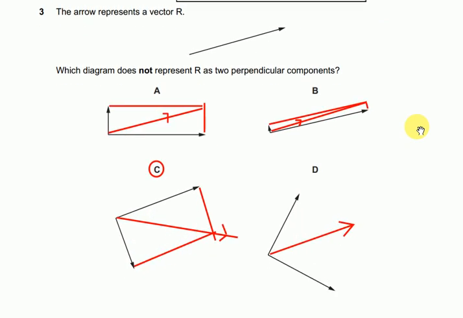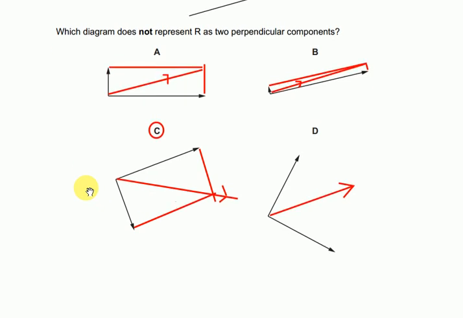Question number 3 says that the arrow represents a vector r, which diagram does not represent r as two perpendicular components. Seeing which diagram does not represent r, so in part A, just applying the parallelogram law, we can see that the arrow vectors are heading in the required r direction. In B also, the resultant vector is directing in the required r vector. In D it's the same, and in C it's heading downwards. So C does not represent r as two perpendicular components.